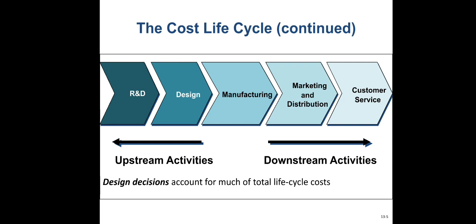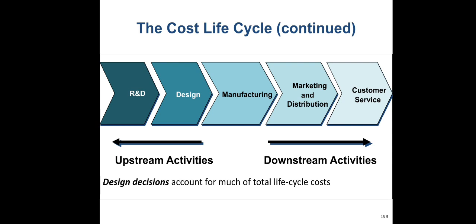Why does the design decision determine the amount of cost for a product? Because you can imagine that if the product is simple, then the design of the product is simple, then the manufacturing process is simple, the marketing and distribution process is simple, and the customer service is also simple. So the cost is cheap, is low. And the process is also simple.